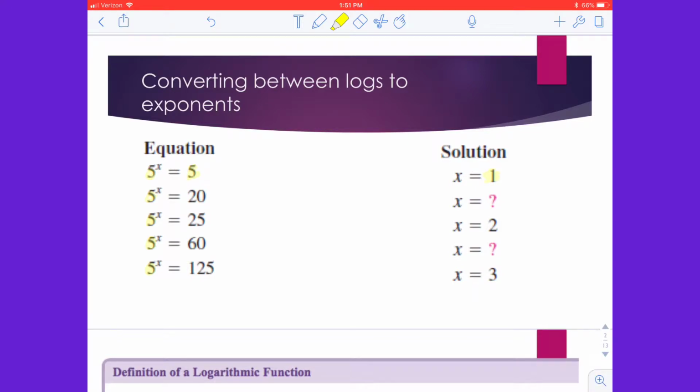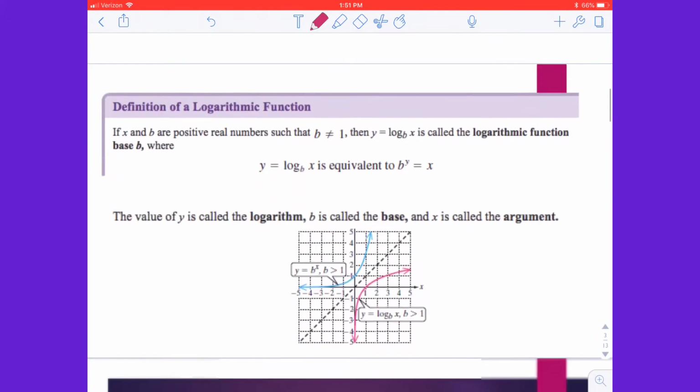Well, not all of these values are easy to see. If I have 5 squared, I can tell that I easily get 25. And if I get 5 cubed, I can easily tell that I get 125. But to get 20 and 60 is not so easy to see. In fact, it's not going to be represented by a whole number. And that's when logarithmic functions come in handy.